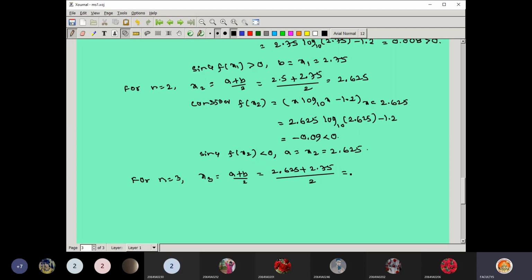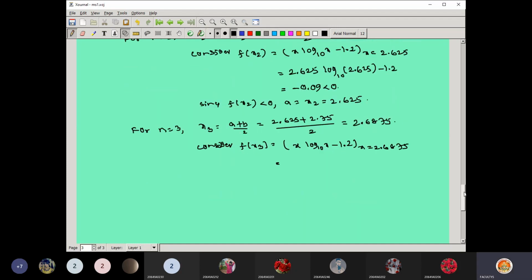2.625 plus 2.75 divided by 2. So you are getting the answer 2.6875. So this value you are substituting in the function. I am also using the calculator along with you, because you are finding f of x3. So write down here x logarithm of x minus 1.2. There you are supposing x equal to 2.6875. So in your expression you are substituting that value.